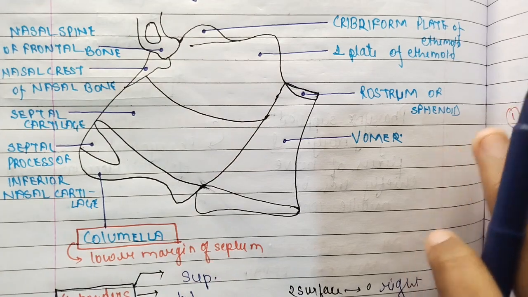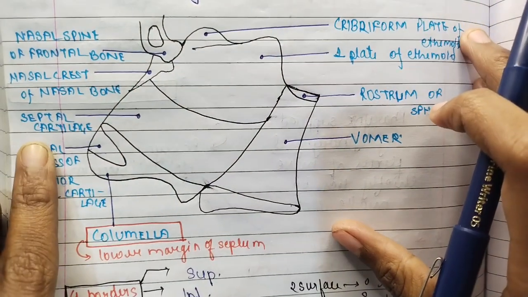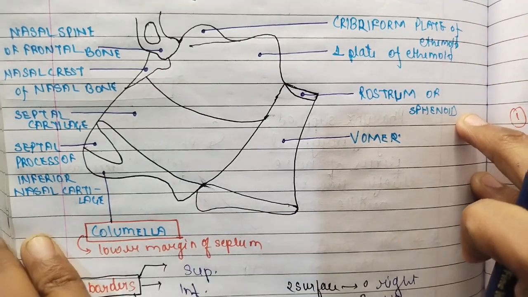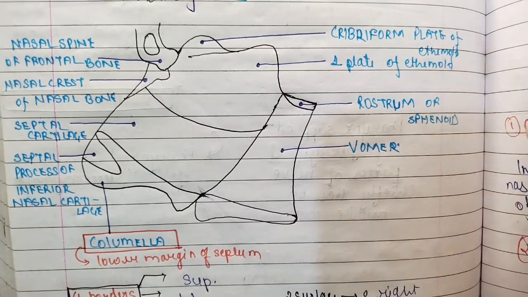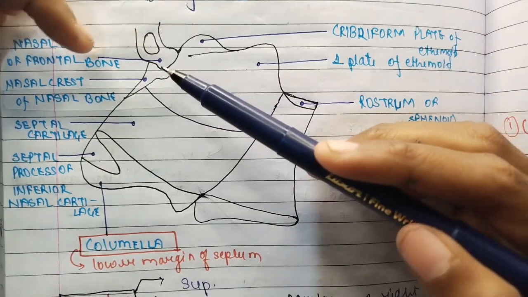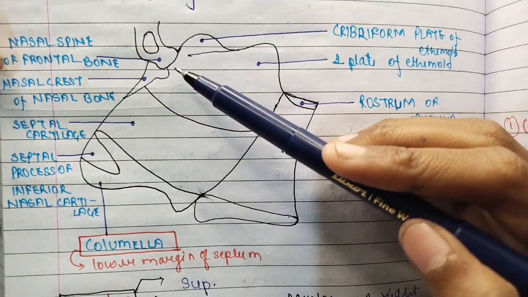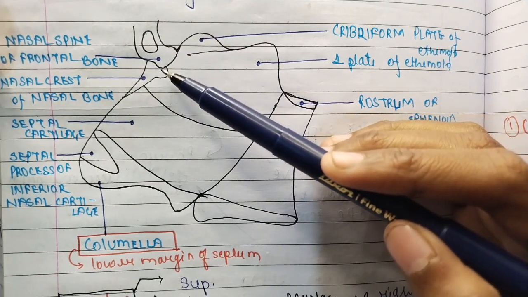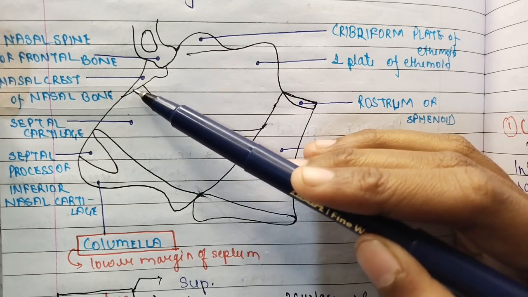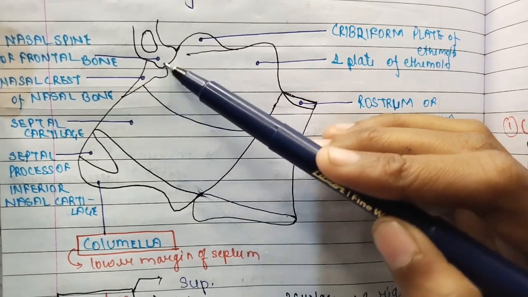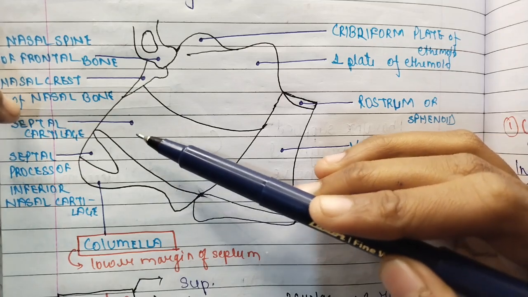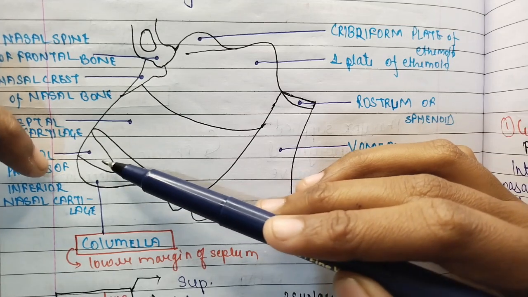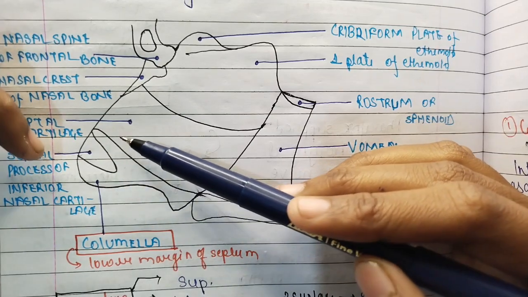If we see this diagram, you can also see it in your BB Chaurasia. Okay, so what all the things we have? If we start from here, we have the nasal spine of the frontal bone, which we have covered, which is a minor thing. So nasal spine of frontal bone, and this is your nasal crest of the nasal bone. Then we have the septal cartilage. Septal cartilage belongs to the cartilaginous part. Then we have this septal process. This septal process again belongs to the cartilaginous part.